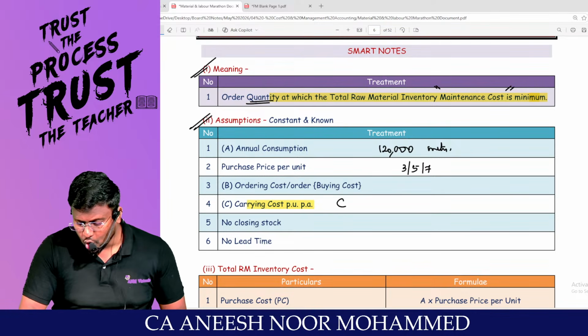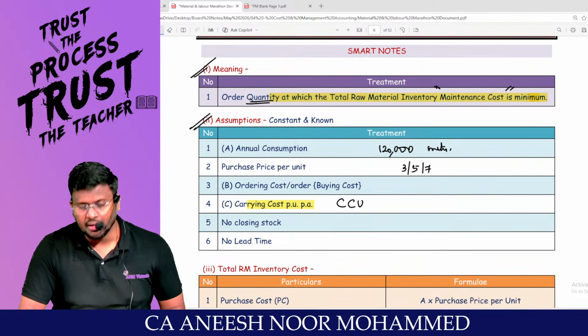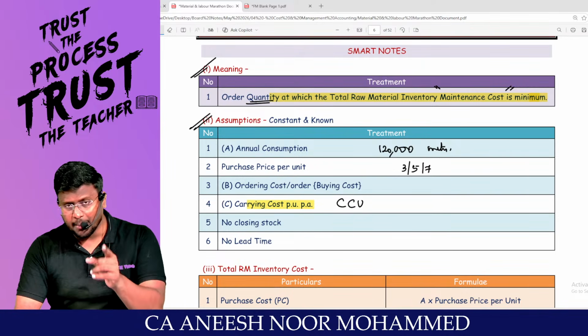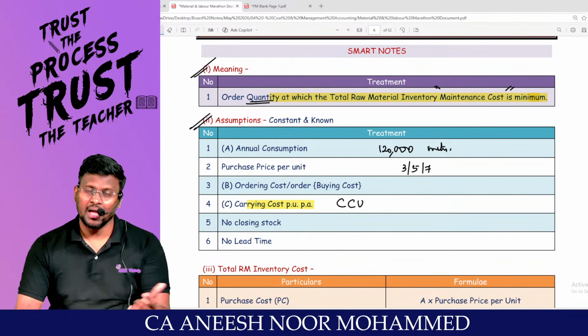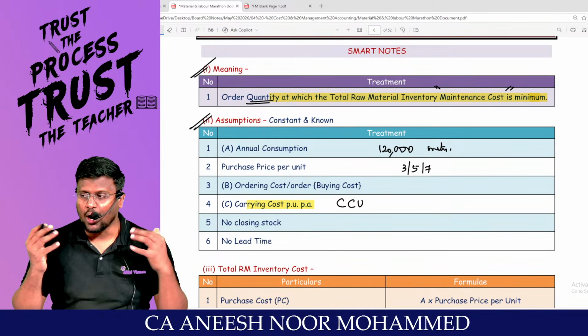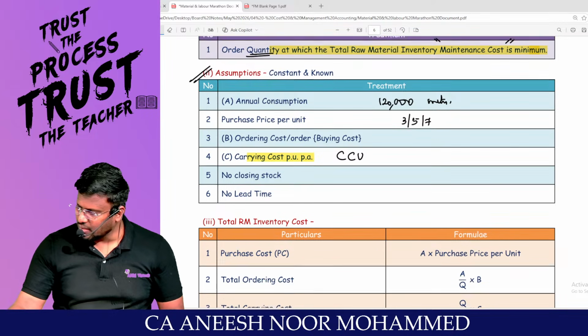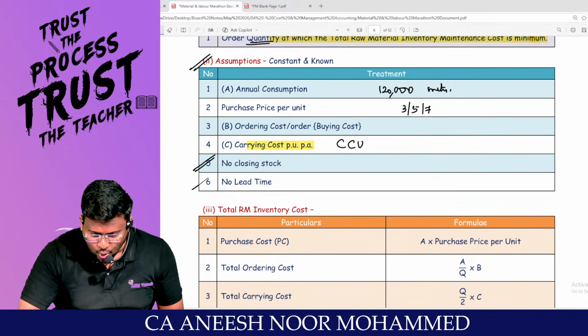This is called a composite cost unit. In the sense that two things will be there, per unit, per annum. How much I am going to carry and for how long I am going to carry, my dear lovable students, and no closing stock and no lead time.